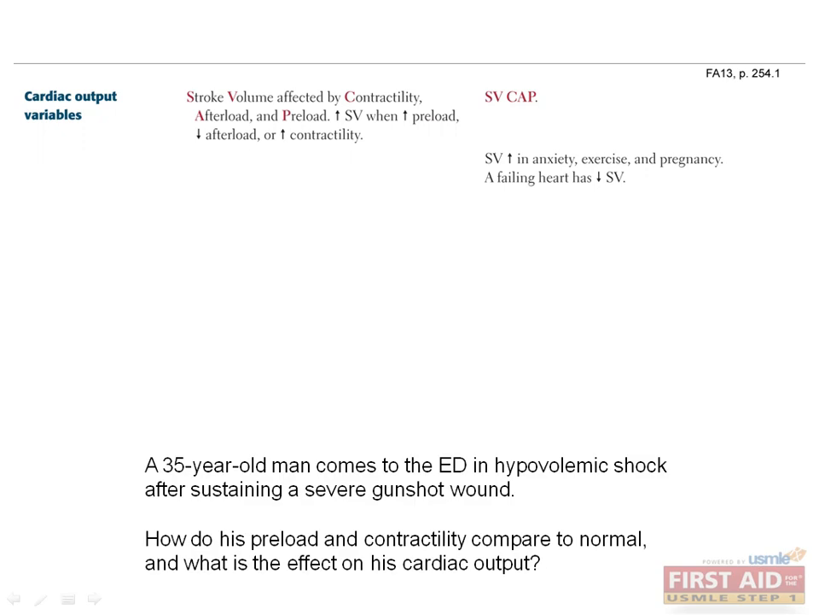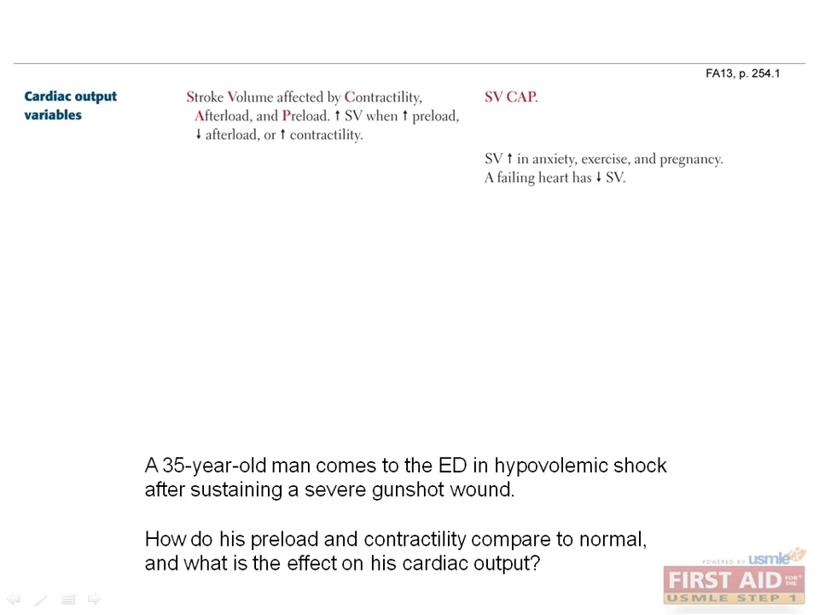Here's a question to solidify your understanding. A 35-year-old man comes into the ED in hypovolemic shock after having sustained a severe gunshot wound. How do his preload and contractility compare to normal, and what is the net effect on his cardiac output? Let's walk through the answer to this question.